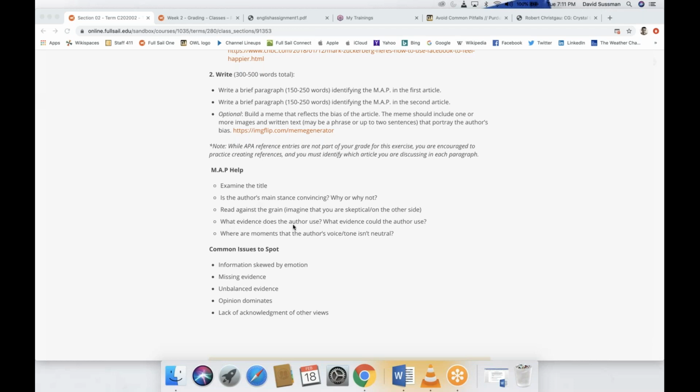What evidence does the author use? What evidence could the author use? Where are moments where the author's voice or tone is coming through, right? Where it's not just neutral or objective like factual reporting or a summary, but the voice or tone is kind of strong. Common issues to spot: information that's skewed by emotion or is entirely driven by emotion.